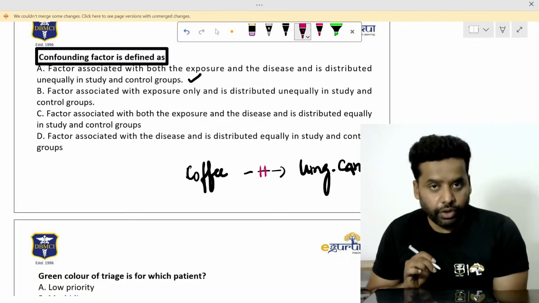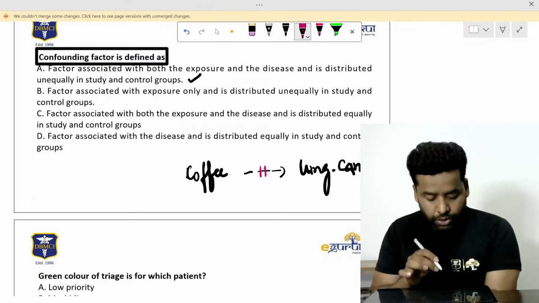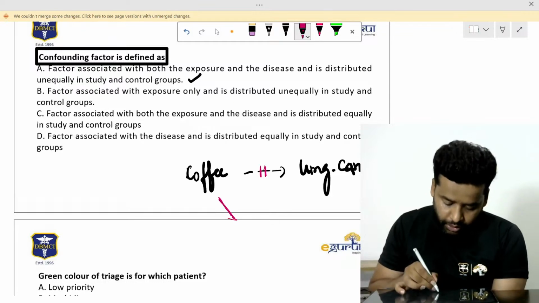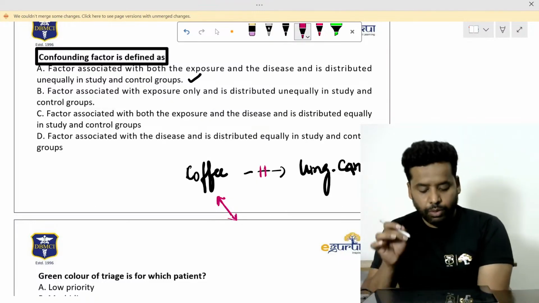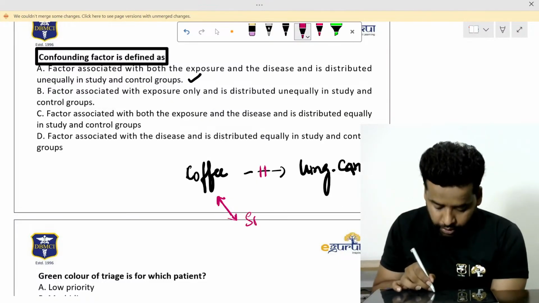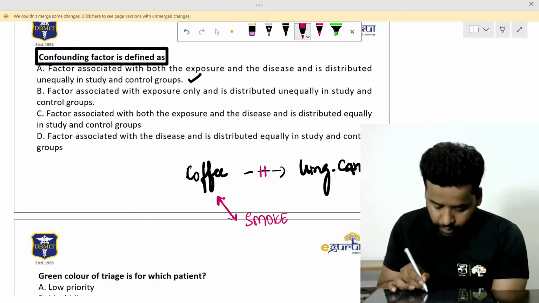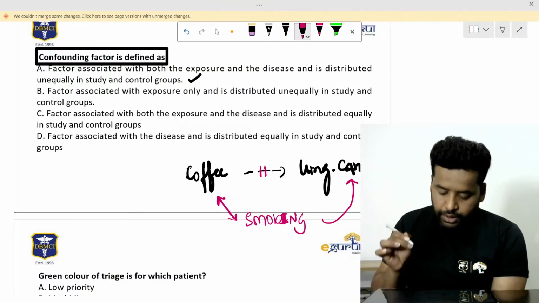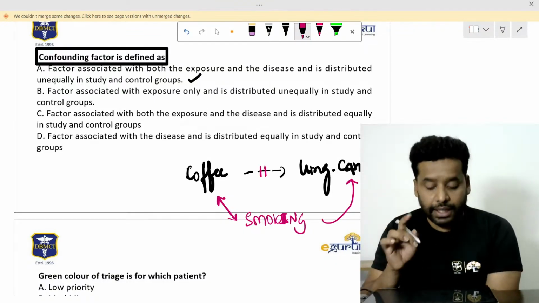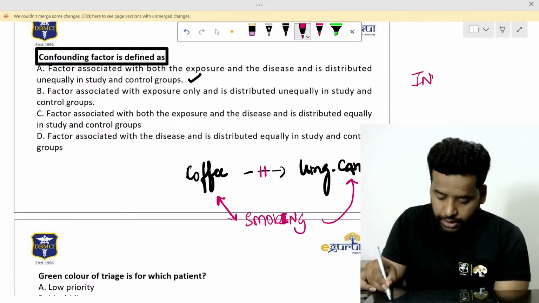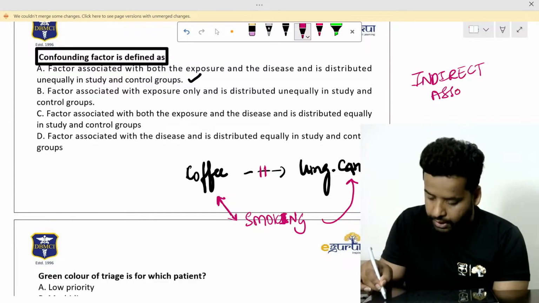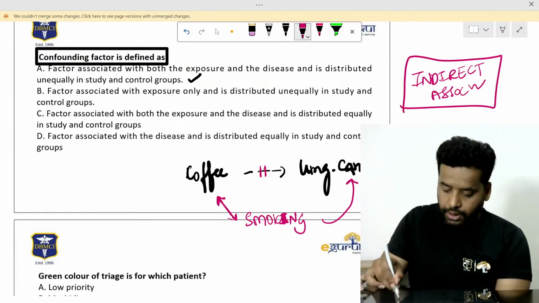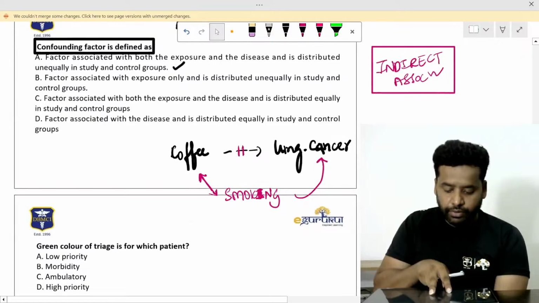But later they found that in the study, most of the coffee drinkers were also smokers. It is not compulsory that if you take coffee you should smoke, but most of the coffee drinkers were also smokers. Smoking was present in them, and that is the reason there was an indirect association. Confounding can lead to indirect association. So smoking is the confounding factor.